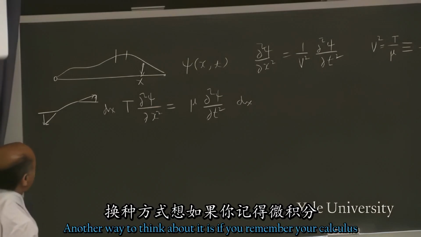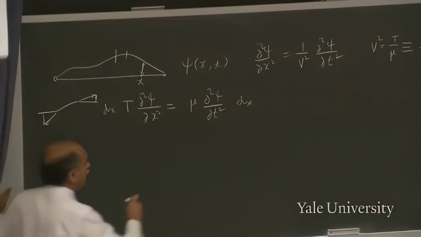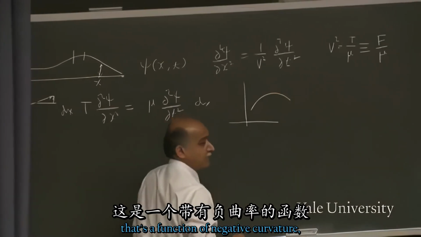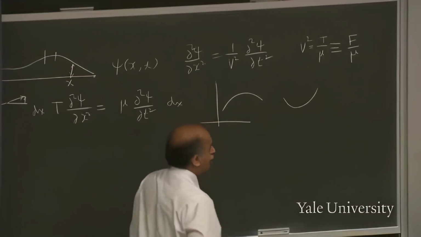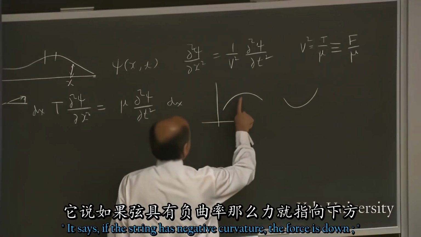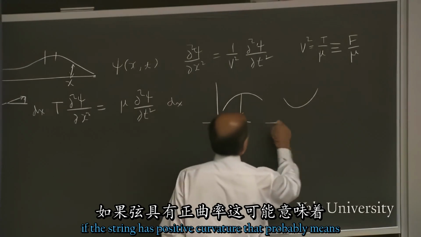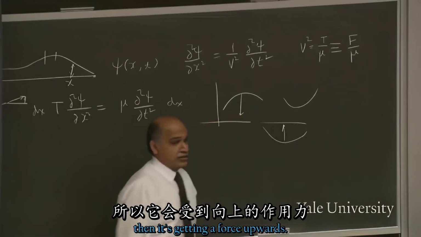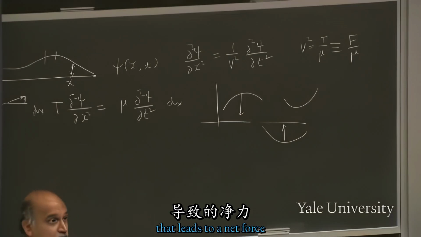Another way to think about it is, if you remember your calculus, the second derivative of a function is the curvature of the function. So if you draw a graph like this, that's a function of negative curvature. That's a function which has positive curvature. If the string has negative curvature, the force is down. If the string has positive curvature, that probably means you're below your normal position, then it's getting a force upwards. So it's the curvature of the string that leads to a net force.